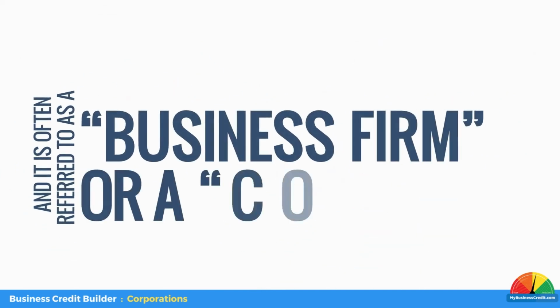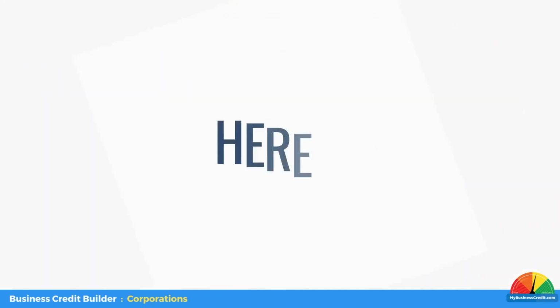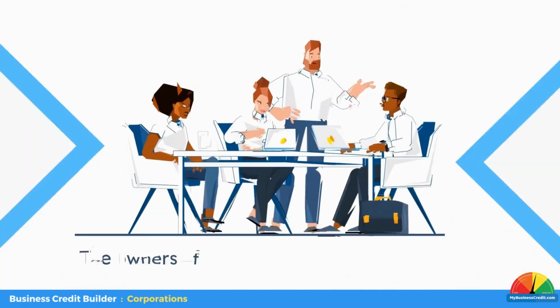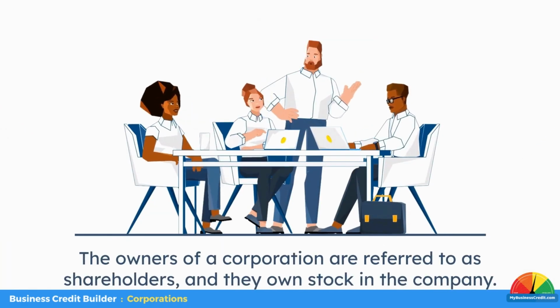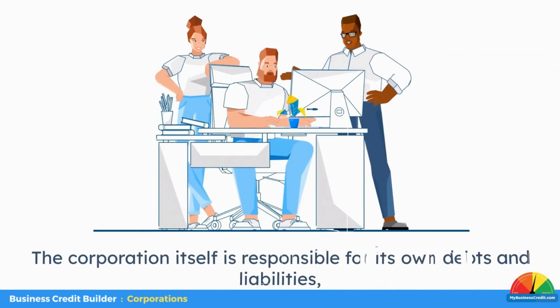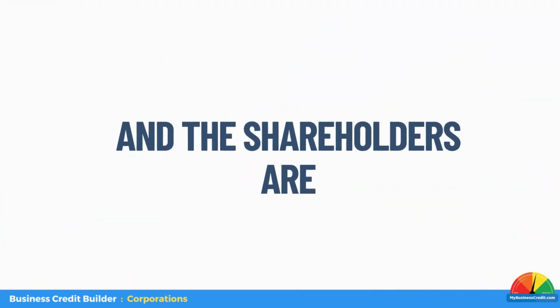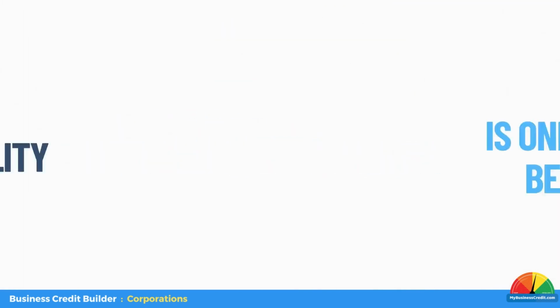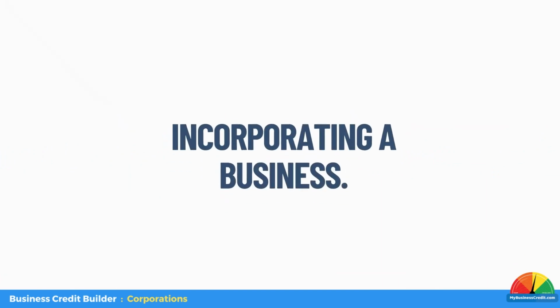A corporation is a legal entity that is separate and distinct from its owners, and it is often referred to as a business firm or a company. Here are a few quick facts about corporations. 1. The owners of a corporation are referred to as shareholders, and they own stock in the company. 2. The corporation itself is responsible for its own debts and liabilities, and the shareholders are not personally liable for the corporation's debts. This limited liability is one of the key benefits of incorporating a business.